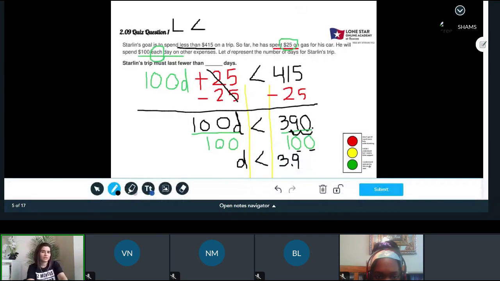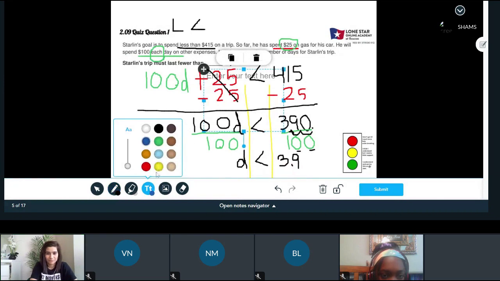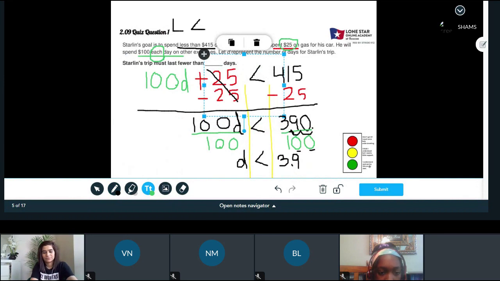I'm not sure how the quiz answers this, or if they put in just a 4, less than 4, or 3.9, but check that out. So I would say D should be less than 3.9. Okay, you said 4, Ben, over here. So Stalin's trip must last fewer than 4 days. Yep. That's what I can also say. It should last fewer than 4 days.